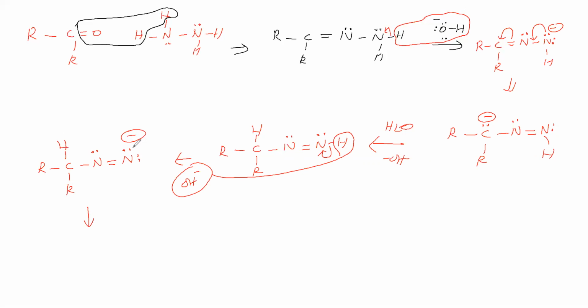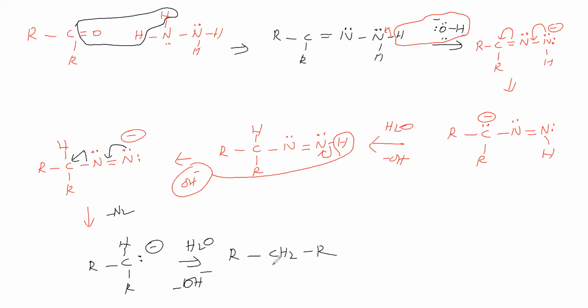What is the next step? This lone pair becomes pi bond. This bond is shifting. Therefore, N2 is leaving. So we are getting carbon having lone pair and negative charge. The C minus takes H plus from water. Therefore, H2O becomes OH minus and leaves. So we are getting RCH2R. Therefore, we can say the carbonyl group is converting into methylene group. So Wolff-Kishner reduction means carbonyl group is converting into methylene group.